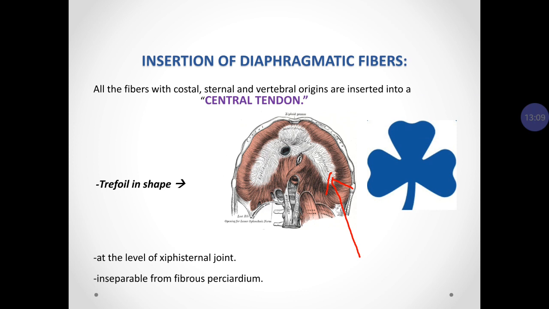The diagram shows the grayish area, which is the central tendon part. The view is from the inferior aspect of the diaphragm. It is said that the central tendon part of the diaphragm is a trefoil in shape. On the right side of the slide you can see a 3-leaved structure, that is a trefoil shape. So you can compare it with the central tendon, the whitish part of the diagram, and you can confirm that it's a trefoil in shape. Central tendon lies at the level of xiphisternal joint, and it is inseparable from the fibrous pericardium, and that is because of their common embryological origin.